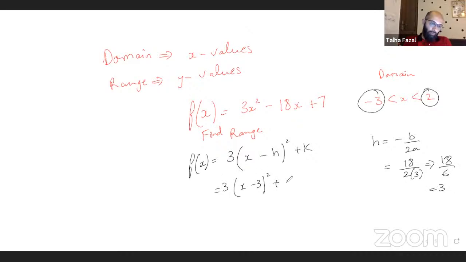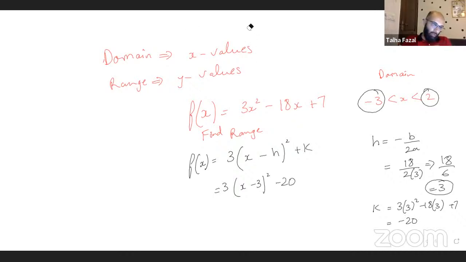Now, obviously, we need to find the value of k. So take this value of 3 that you have and substitute it back into the function. So you get 3 into 3 squared minus 18 times 3 plus 7. This is going to give you the value of k. So 3 squared is 9 times 3 is 27. 27 minus 54 gives you negative 27, plus 7 gives you negative 20. So this is what you get.